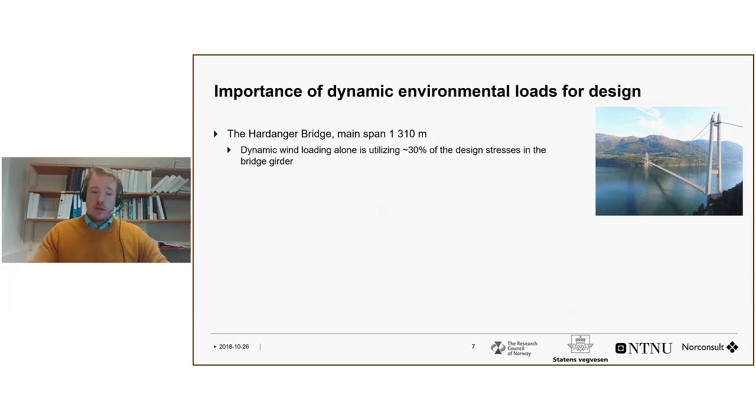So if we look at the scale, in numbers and in importance, of the dynamic environmental loads for the design: for the Hardanger Bridge, which has a main span of 1310 meters, it is Norway's longest and one of the world's 10 longest suspension bridges. Dynamic wind loads are utilizing approximately 30% of the design stresses for the bridge girder here.